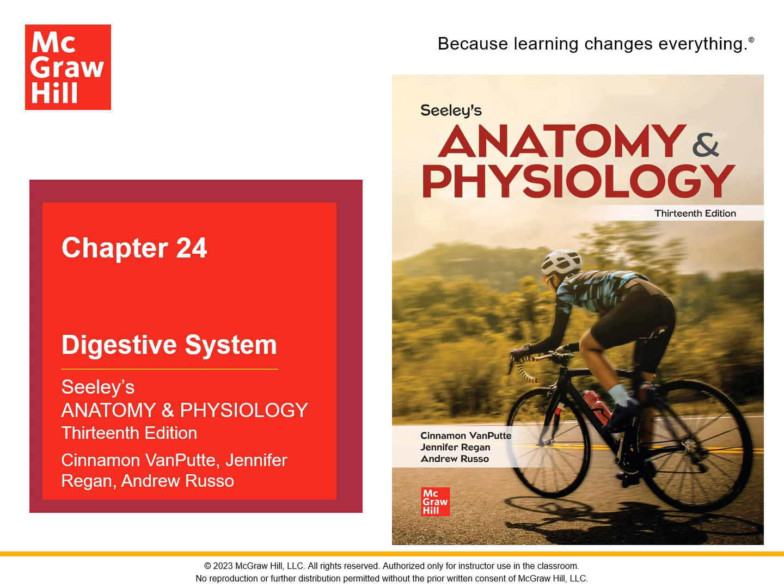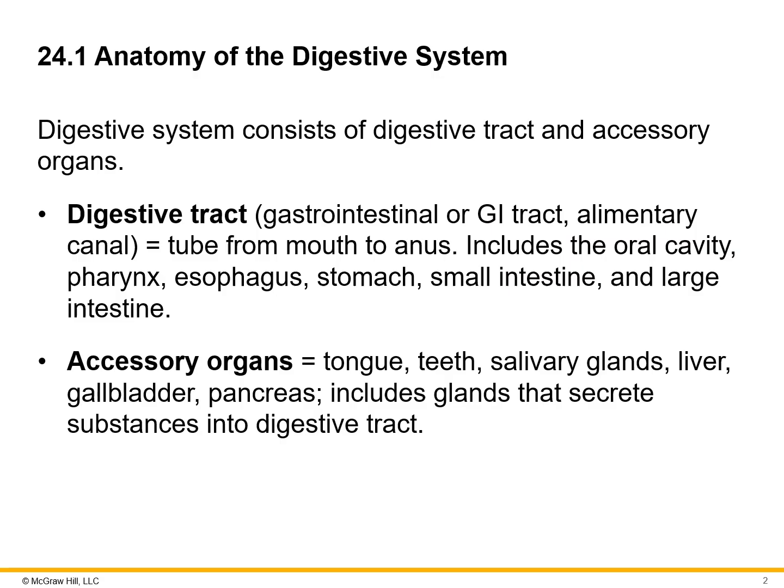In chapter 24, we're going to look at the digestive system. So looking first at the anatomy of what the digestive tract is made up of, as well as accessory organs. The digestive tract is everywhere we think about food moving through. This is going to be everything from the mouth to the anus. So including things like the pharynx, esophagus, stomach, the intestines, and then out through the rectum.